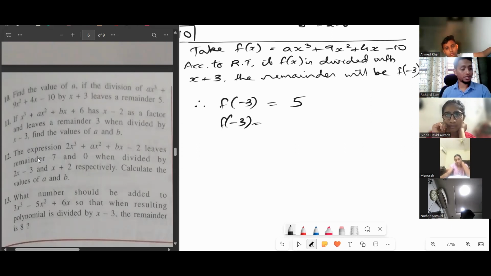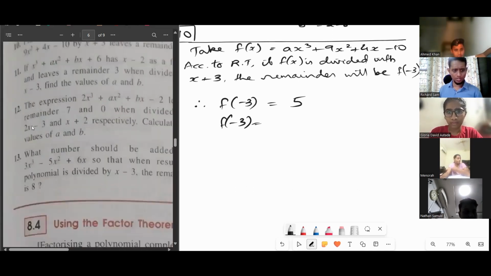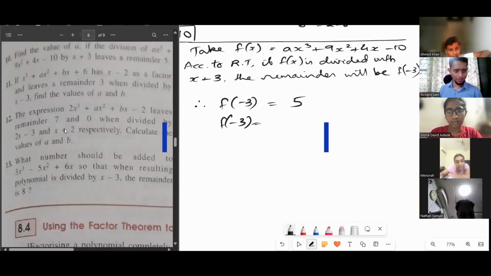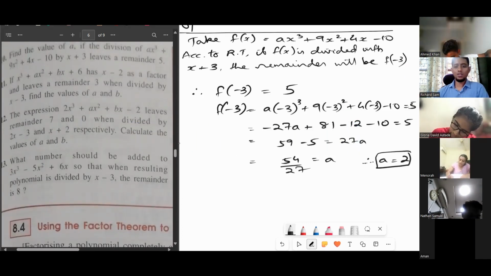Question 12 is the next. You're doing 12 from here and then 13 from here. That's the last. There are more, but these are two different types of questions. So those of you who finished up to question 12, did you all understand this question 12?